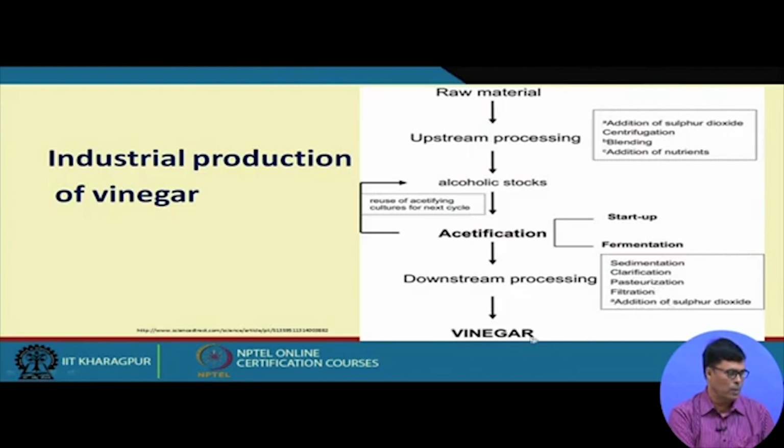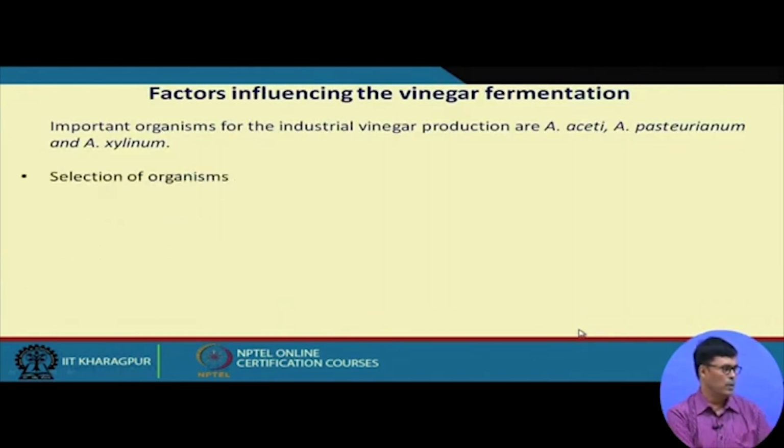Then we add this sulfur dioxide in case we don't do the pasteurization, because it is used as a preservative material, and we get the vinegar. This is how we produce vinegar in the industry.